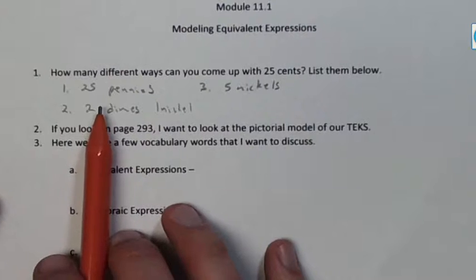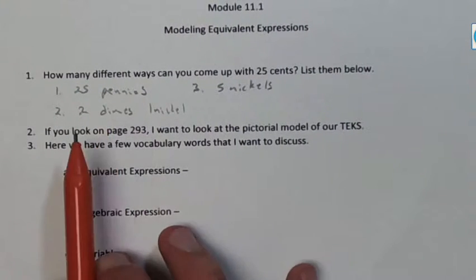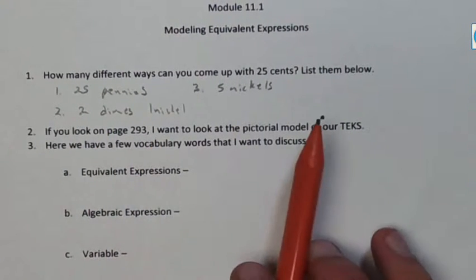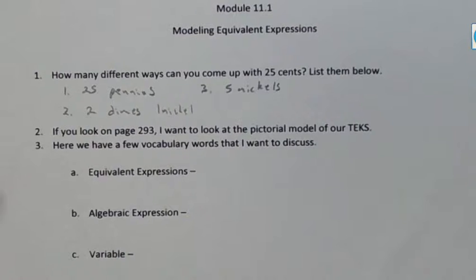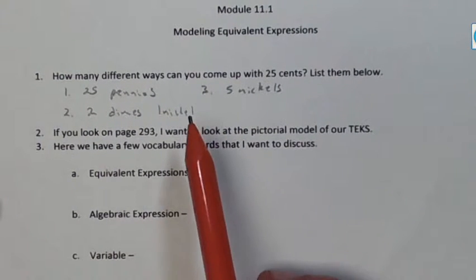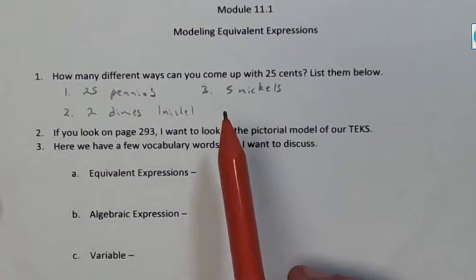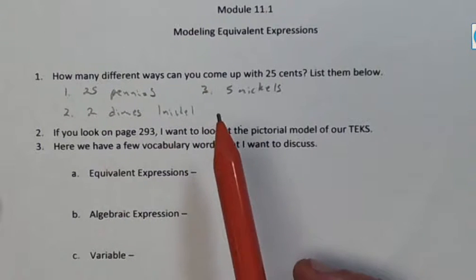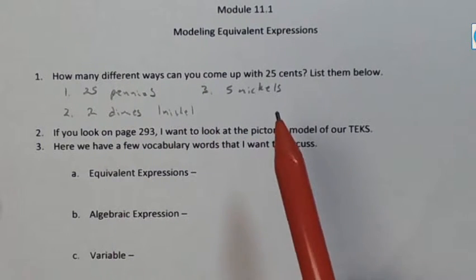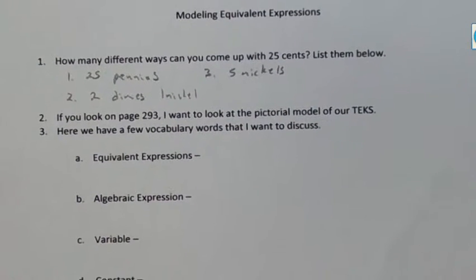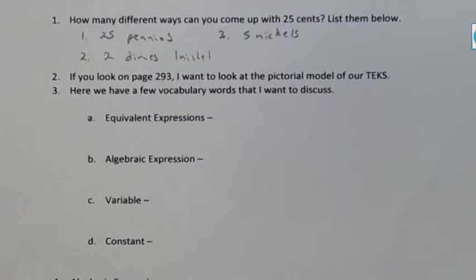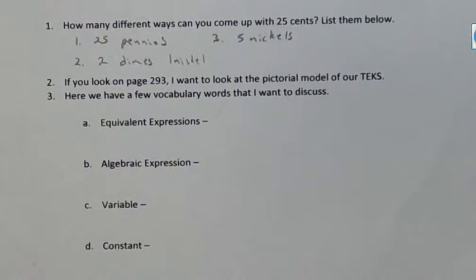Alright, so I went ahead and found 3. I said 25 pennies, 2 dimes and a nickel, and 5 nickels. Now, they're all different ways of coming up with the same amount of money. That's kind of what we're going to be talking about today. Now, there are tons of other ones, and I'm sure that you guys have a few different ones, but in the end, they all equal 25 cents. So they're all going to be equivalent to each other. So I want you guys to think about that as we go through this video and keep referring to that 25 cents model to help you think about everything else.